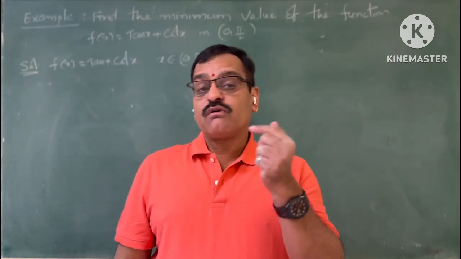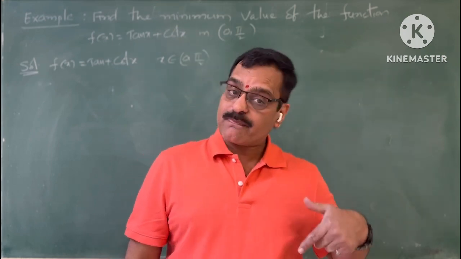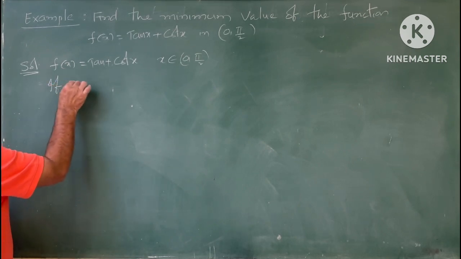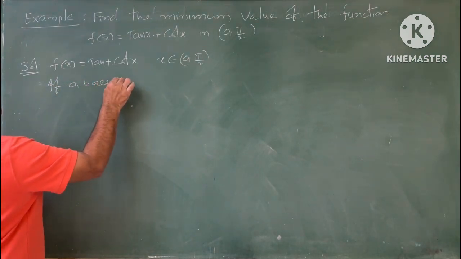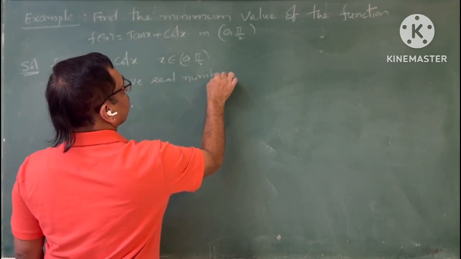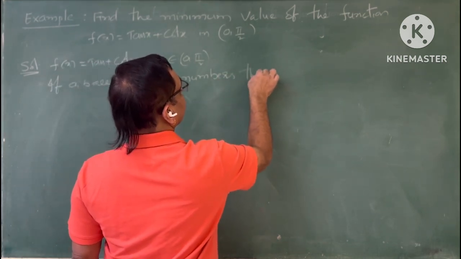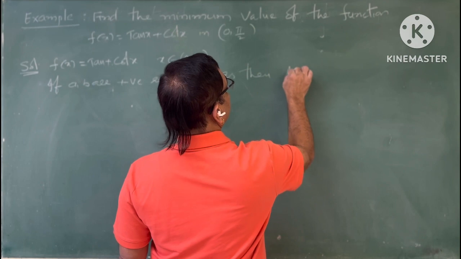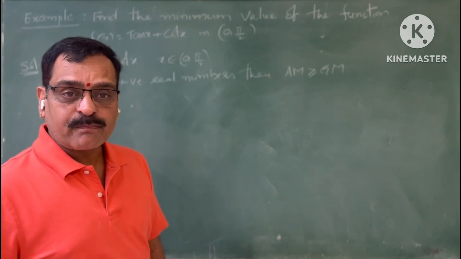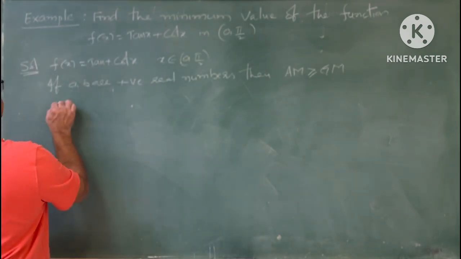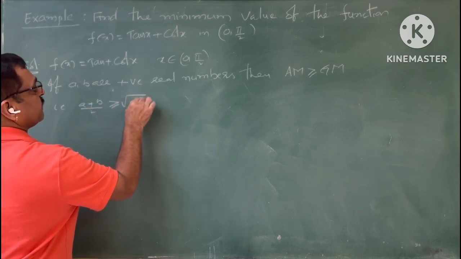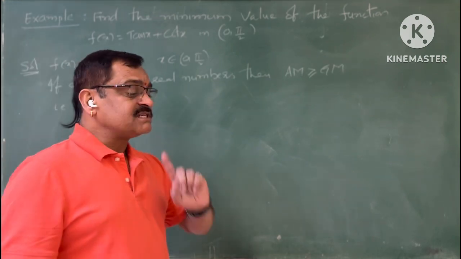Okay, now to solve this question, I am going to take the concept from algebra. If a and b are two positive real numbers, then their arithmetic mean AM is always more than or equal to GM, the geometric mean. That means a plus b by 2 is always more than or equal to square root of ab. I am going to use this concept here.